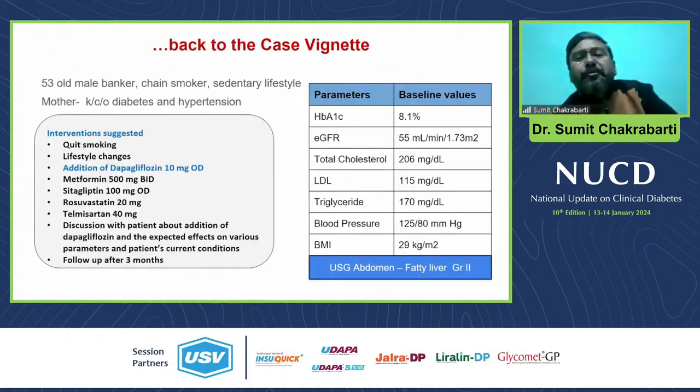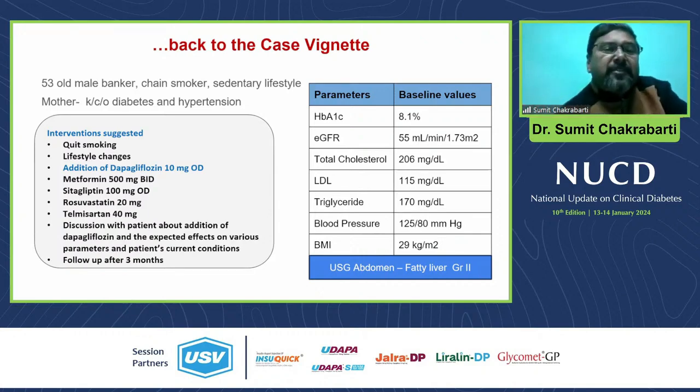So let us come to the case again. This patient had an uncontrolled glycemic status, CKD stage 3, dyslipidemia, hypertension, high BMI, and fatty liver. The usual medication is metformin, sitagliptin, rosuvastatin, and telmisartan. Just an addition of an SGLT2 inhibitor, maybe dapagliflozin, can do a miracle for this patient.